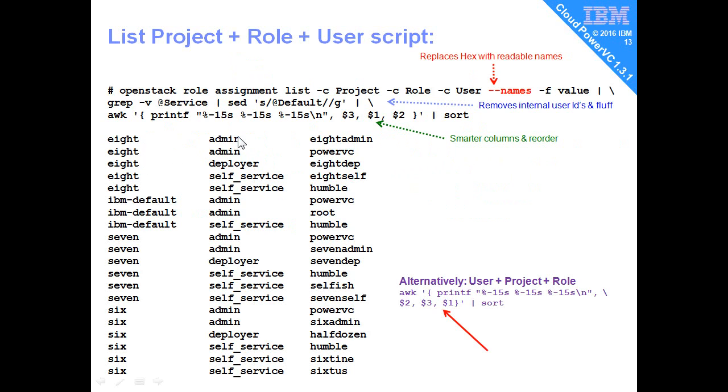So for project 8 we can see the admin roles and who it is. Then we can see the deployer and self-service and whatever they are down here. Here's my 6 with admin PowerVC user, has admin access everywhere. Then we have the 6 administrator himself, half dozen Humble, and the Sixtus and Sixtine.